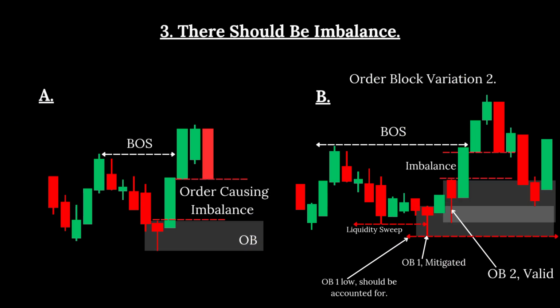Next, 3. There should be an imbalance. An imbalance, also known as an inefficient price move or fair value gap, FVG, occurs when price moves rapidly in one direction with little to no retracement, leaving behind unfilled orders. This happens because institutional traders place large orders, causing price to move aggressively. A valid order block should be positioned near or within this imbalance, as price is likely to retrace back to this area to fill pending institutional orders before continuing in the intended direction.